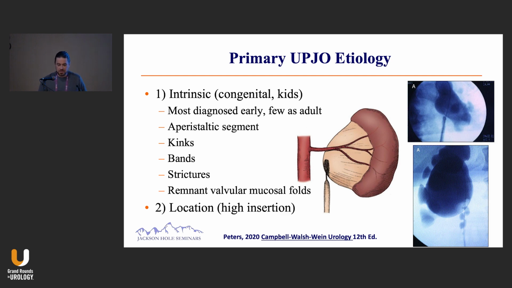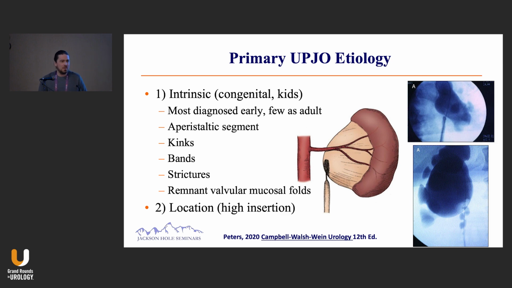In other cases, you'll see more of the classic, so a very large renal pelvis, very dilated, and then these abnormalities along the ureter there that look like maybe mucosal folds or multiple small strictures. The second is location. This is called high insertion.